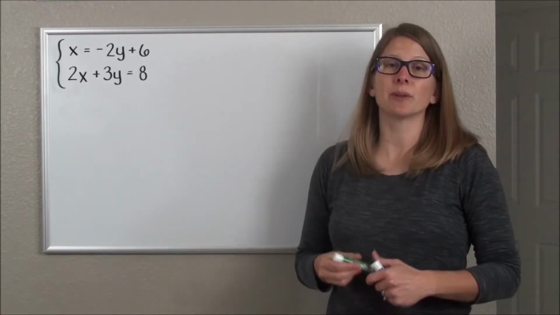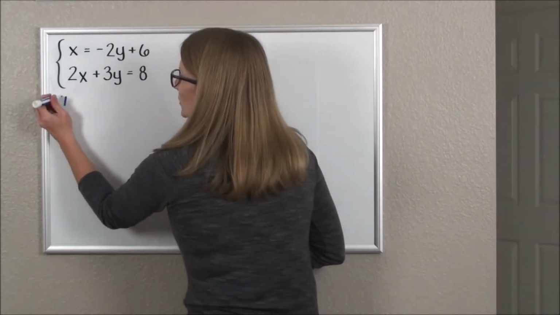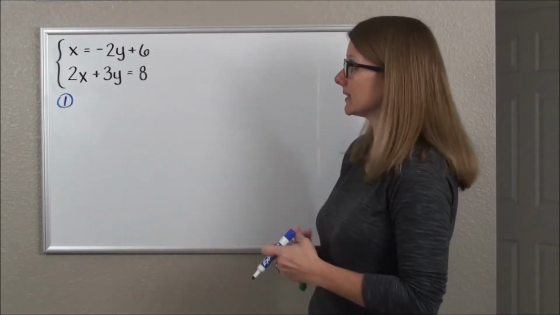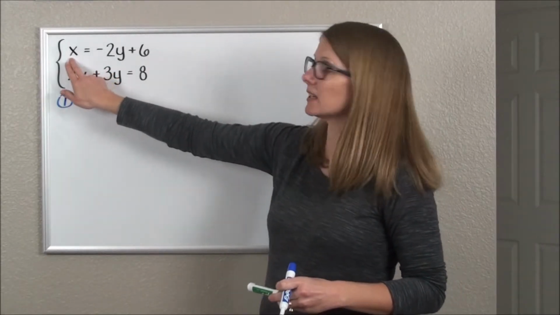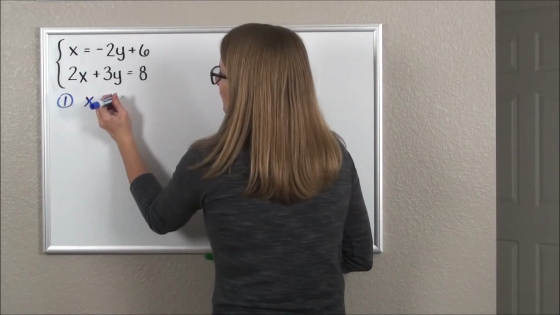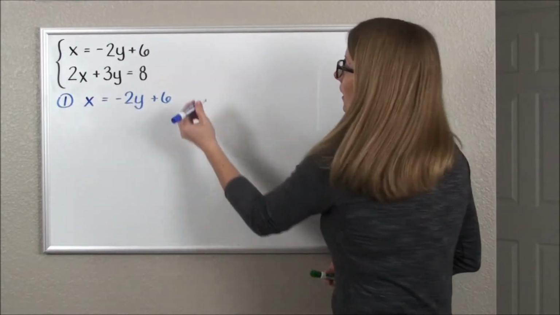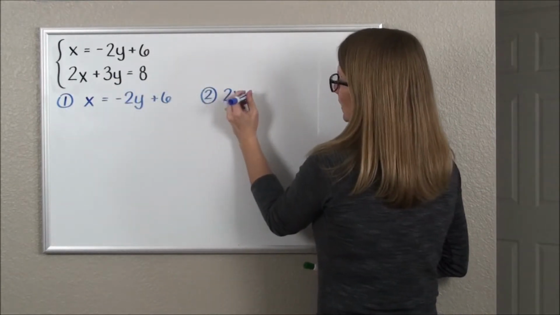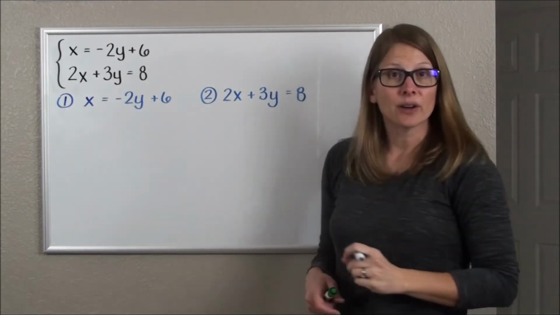So here we have another example, which again we want to solve by substitution. Our first step again: we want to pick one of the equations where one variable can be solved for or isolated easily. In this example, it looks like the top equation is going to be the best one for us because x has already been isolated for us. So I'm going to copy that first equation for my first step. x has already been isolated. For the second step, I will use the other equation, which in this case is 2x + 3y = 8.